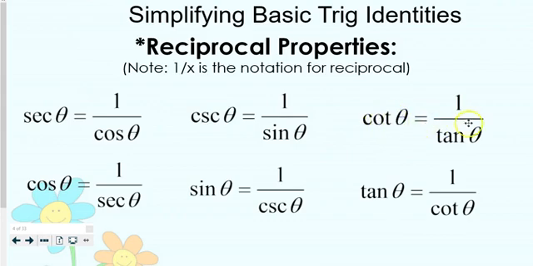Now notice that we said before that tangent was y over x, sine over cosine, and cotangent is cosine over sine. Still true, but we also have another identity that we can use, that cotangent is equal to 1 over tangent.